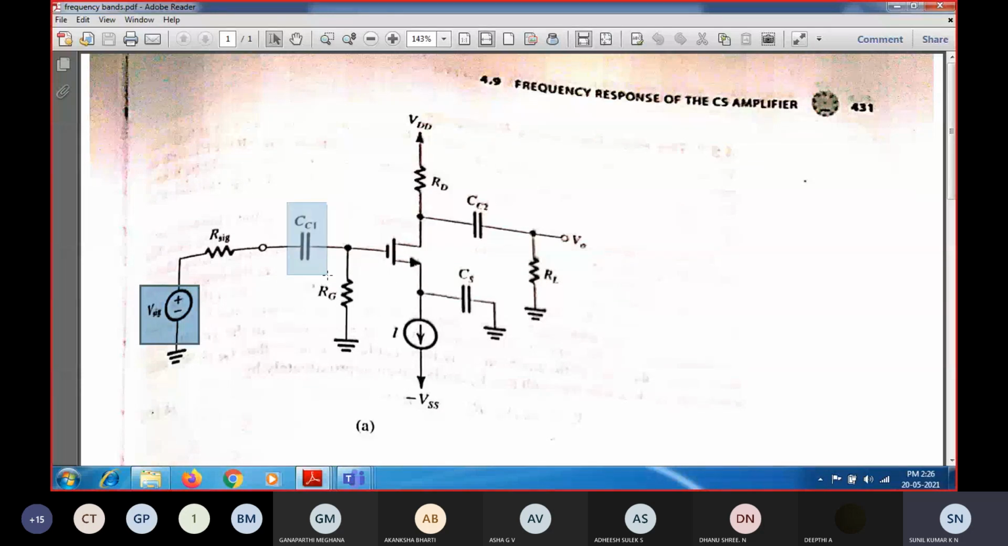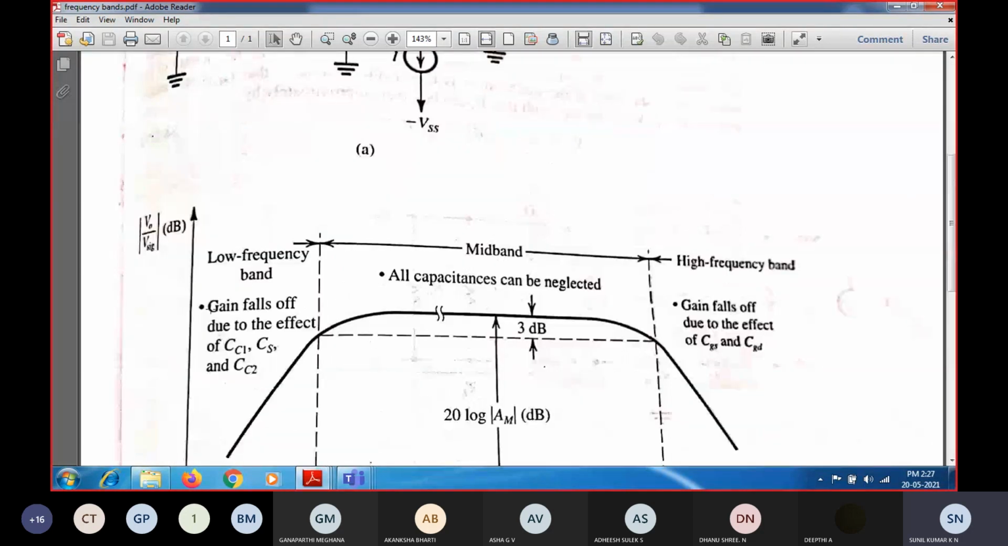Hence, whenever the frequency of the input signal increases, the capacitive reactance reduces. When it reduces, effectively all the signal voltage appears across the input side, so that you get the maximum gain. These coupling capacitors affect the amplifier performance in the lower frequency range of operation, as you can observe here. The gain rolls off at lower frequency because of these external coupling capacitors.